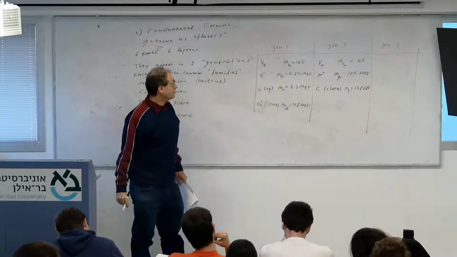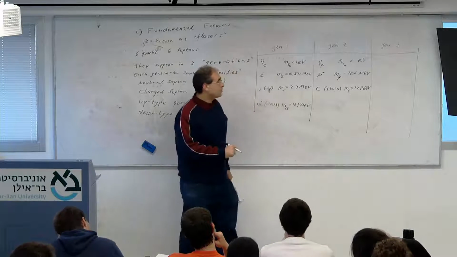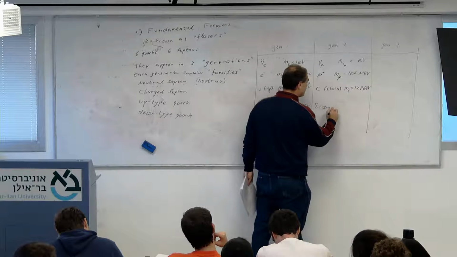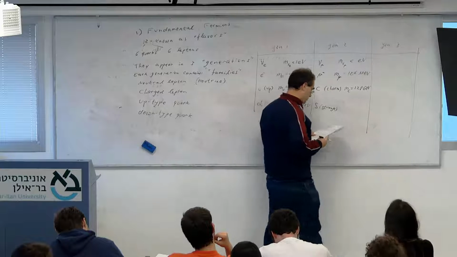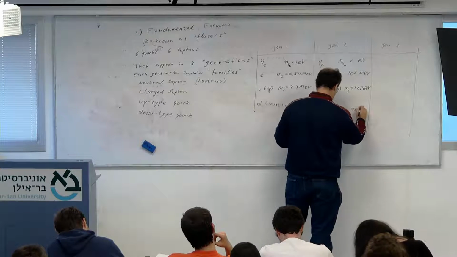It's a four-particle set, right? And the down-type quark, strange, right? That's called the strange, S, and the mass is actually less. Strange is 95 MeV.